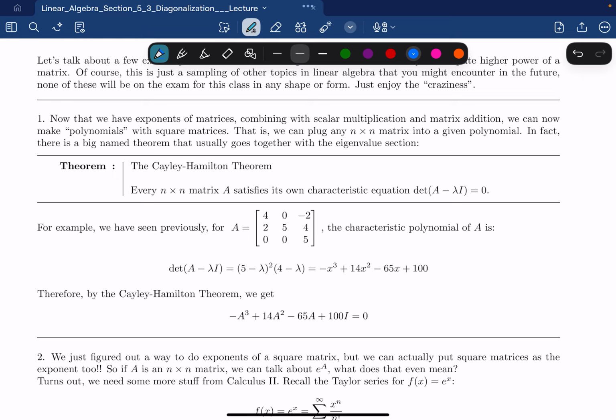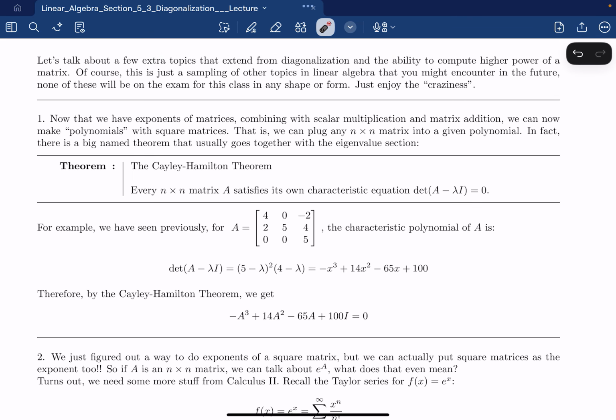the Cayley-Hamilton theorem. The Cayley-Hamilton theorem says every n by n matrix A satisfies its own characteristic equation. So again, our characteristic equation is the determinant of A minus lambda I, that's a polynomial, set equal to 0. In other words, we're looking at the zeros of this polynomial.